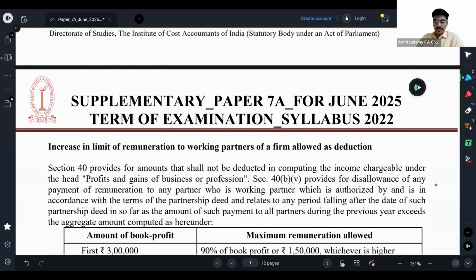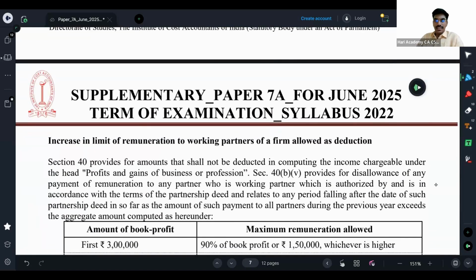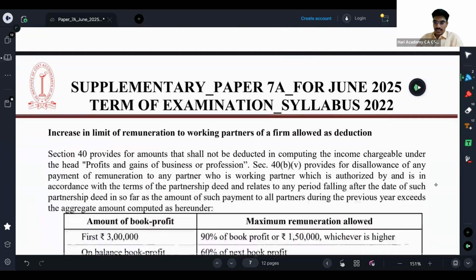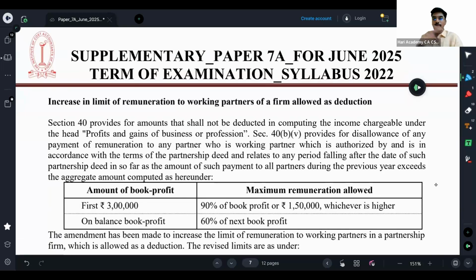Next is this increase in limit of remuneration to working partners. As you all know, in case of a partnership firm, if the partnership deed allows, the partner can draw remuneration, but that is subject to the limits provided in the Income Tax Act. Earlier, up to rupees 3 lakhs, either 90% or 1,50,000 will be allowed as deduction from the firm. Whatever is allowed as deduction from the firm is taxable in the hands of the partner, and whatever is disallowed here is exempt in the hands of the partner.